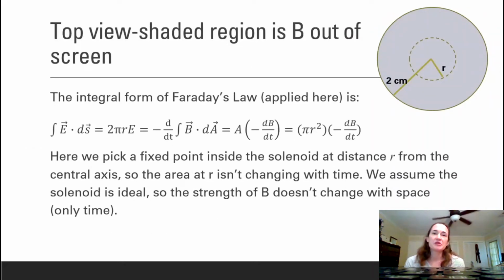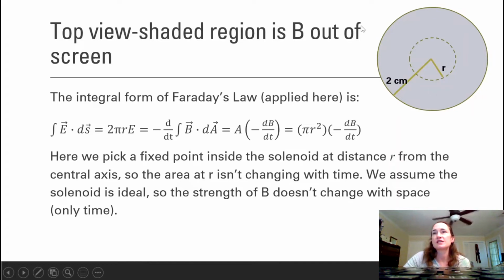Now, we're going to apply the integral form of Faraday's law here to solve first, all right? What we're doing is we're trying to find the maximum electric field strength within that solenoid, and they don't really specify where right now, okay? They don't specify where, so we're going to get to that in a second.